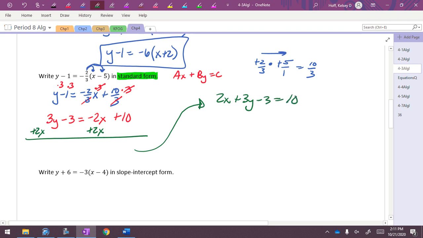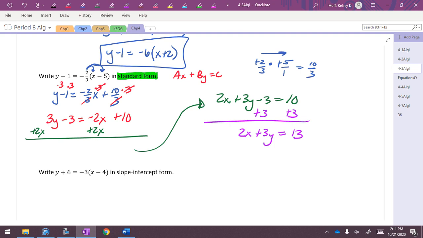Is Carly's suggestion for her next step, to add 3, really my best choice as my next step? Okay, so add 3 to both sides. 2x plus 3y equals 13. Anything else? Okay, double check your rules. A has to be positive. A and B are on one side, C is on the other, and everything's in integers. Bingo.